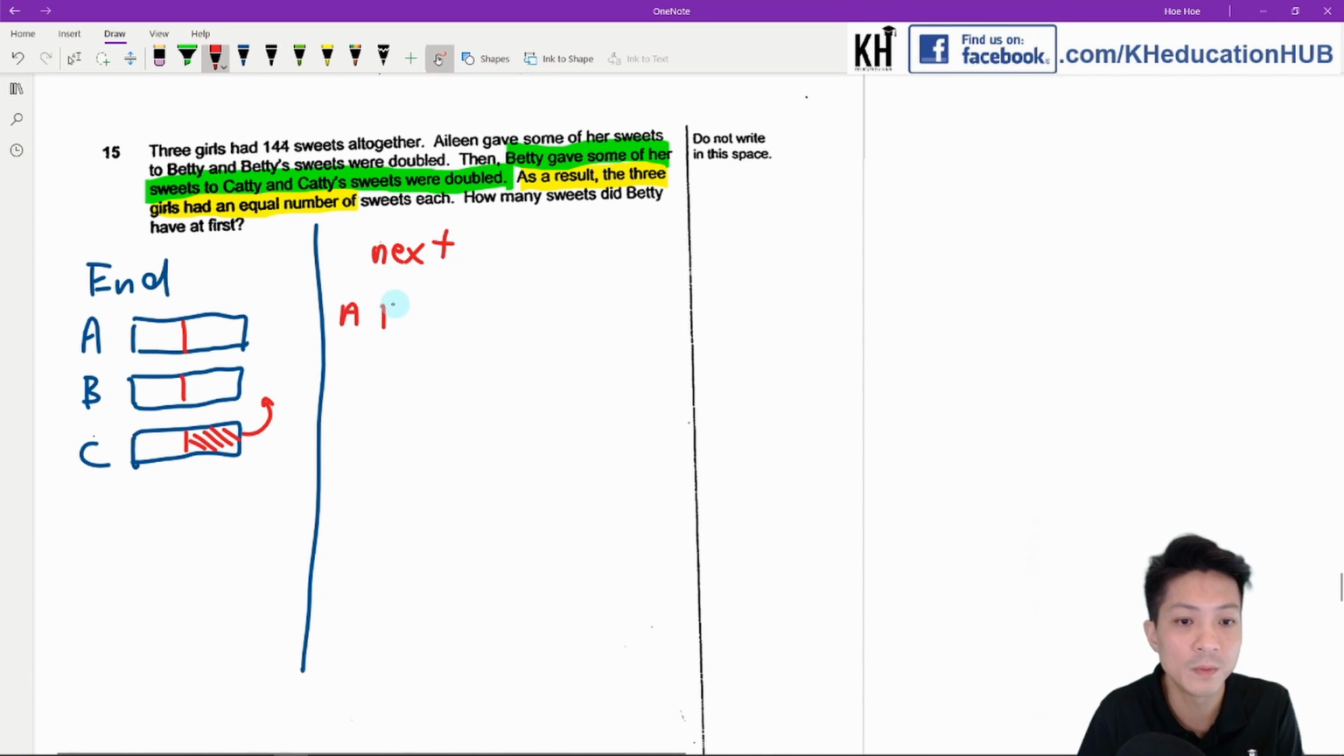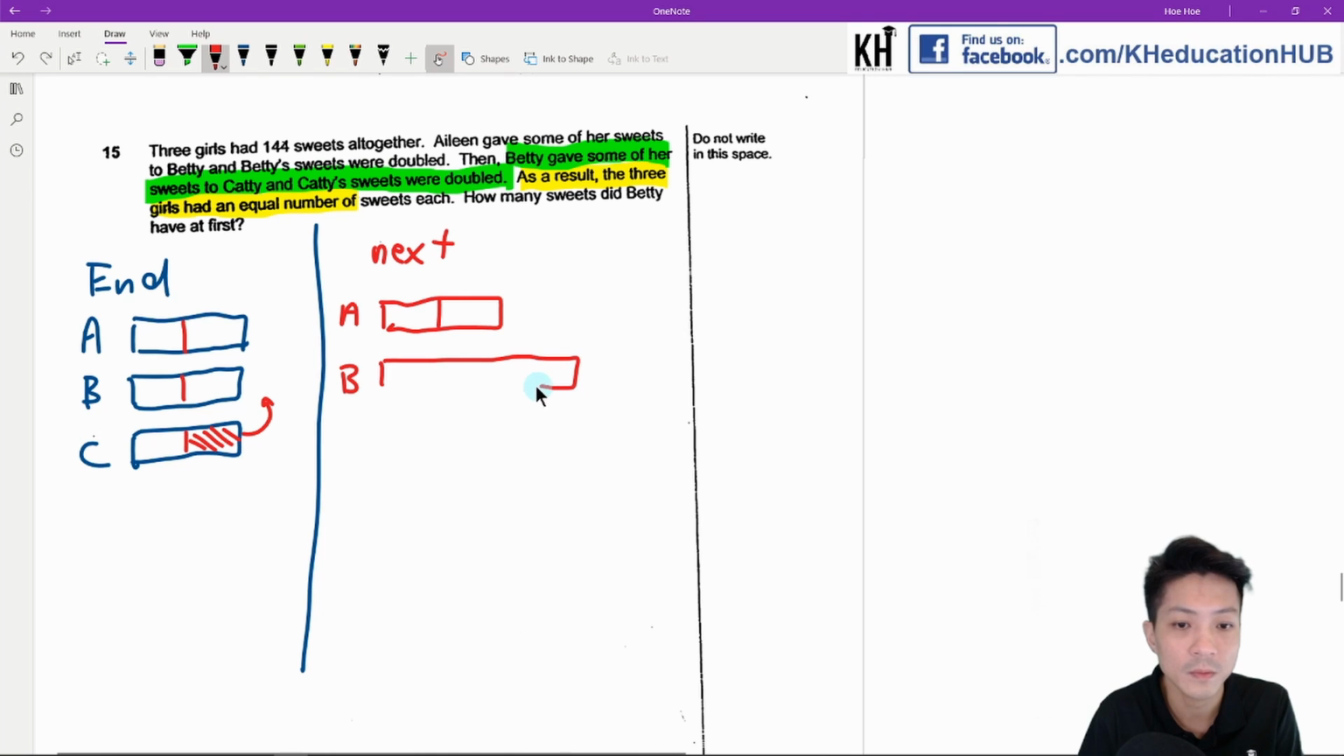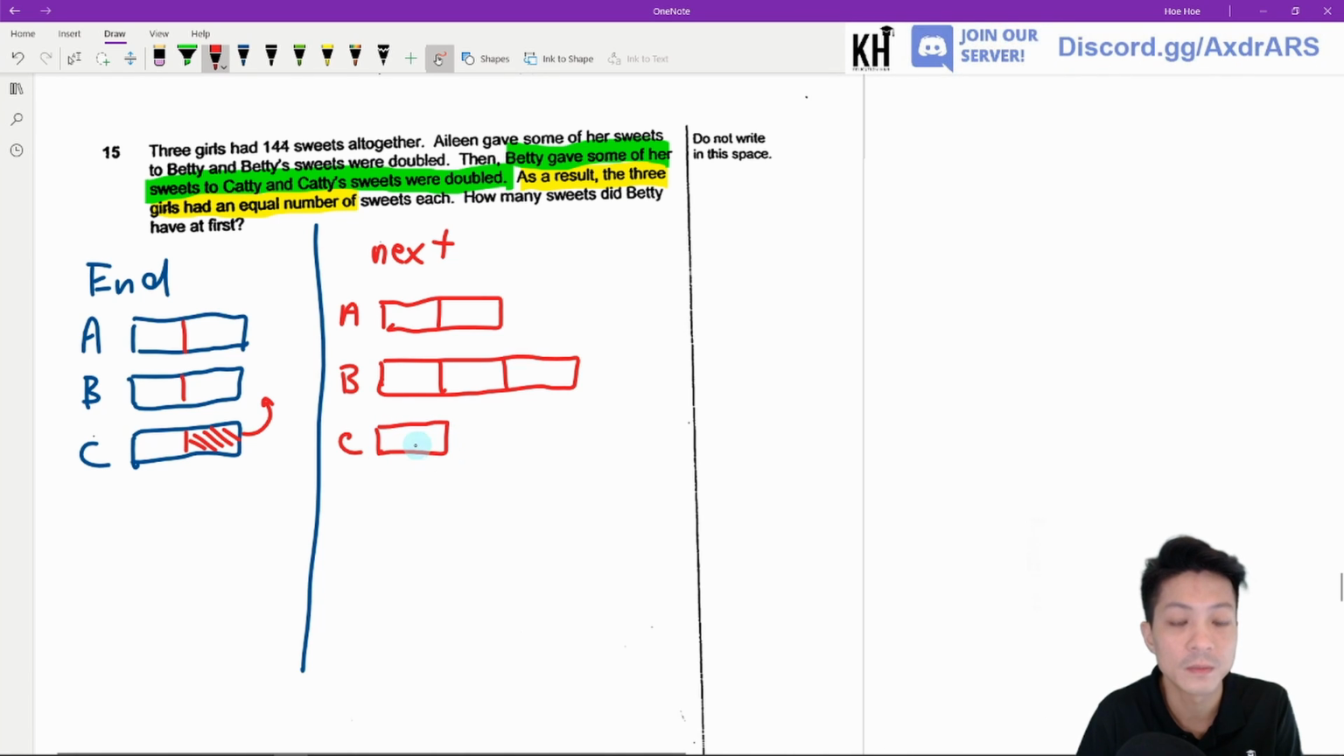Okay, Aileen will remain as 2 units. Betty, after taking back that 1 unit, will now have 3 units. And Katie will be left with 1 unit. Okay, so we're gonna work backwards again.